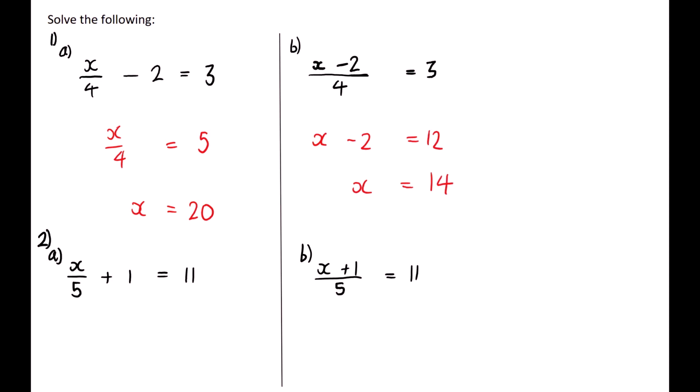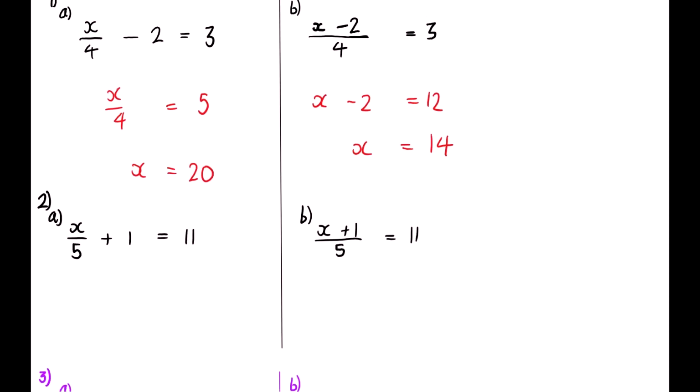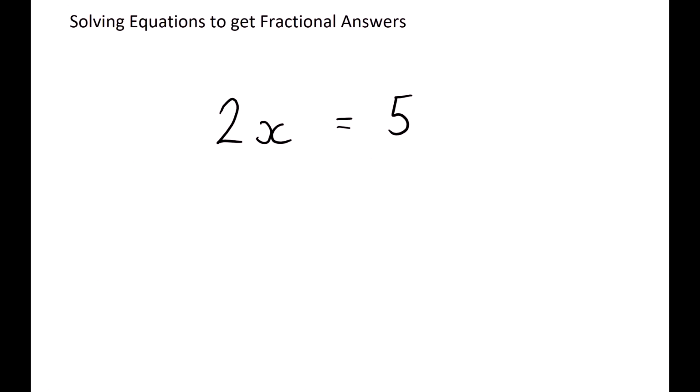Okay. For question 2, first step here is minus 1, so x over 5 is going to equal 10, so therefore x will be 50. And for part B, your first step is to times by 5, so x plus 1 equals 55, so therefore x equals 54. Okay, hope we got those right.